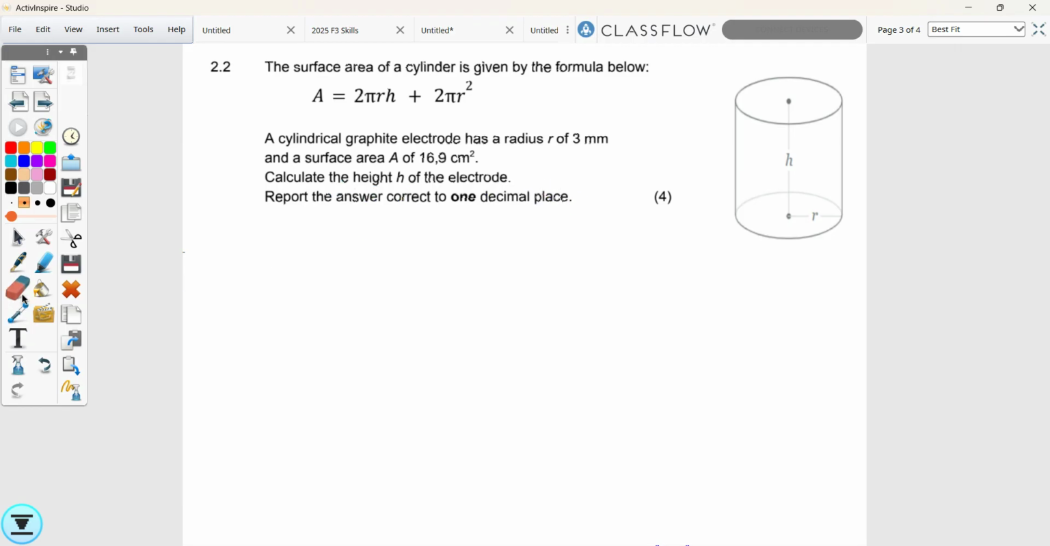When you get a question like this, guys, the first step is always to do what? Write down the formula. Always go and write down the formula first. Why would you do that? Absolutely. 2 pi r h.